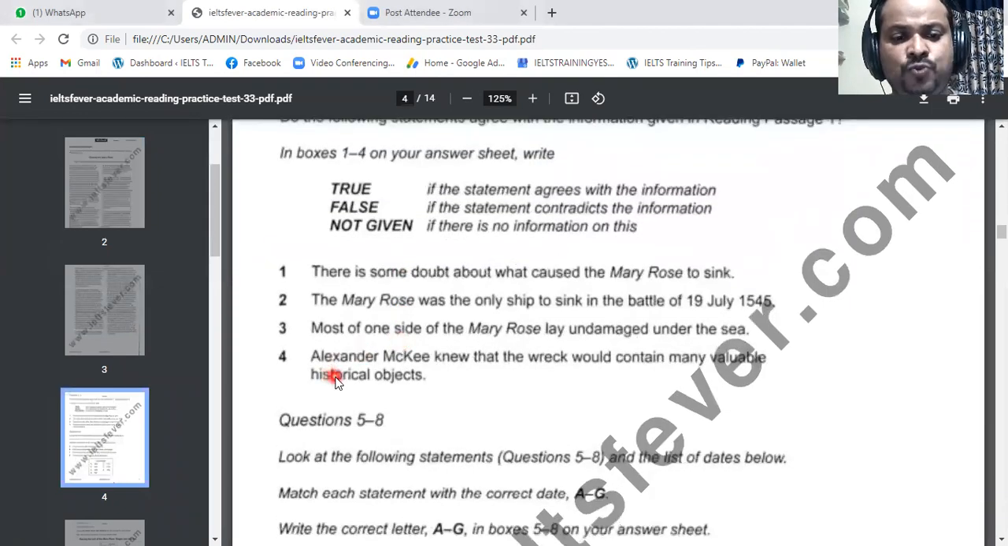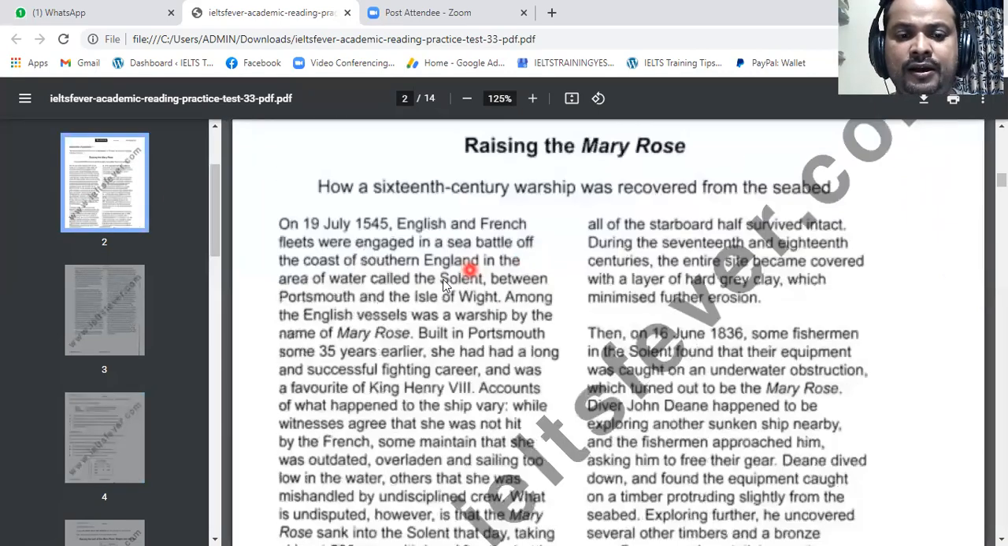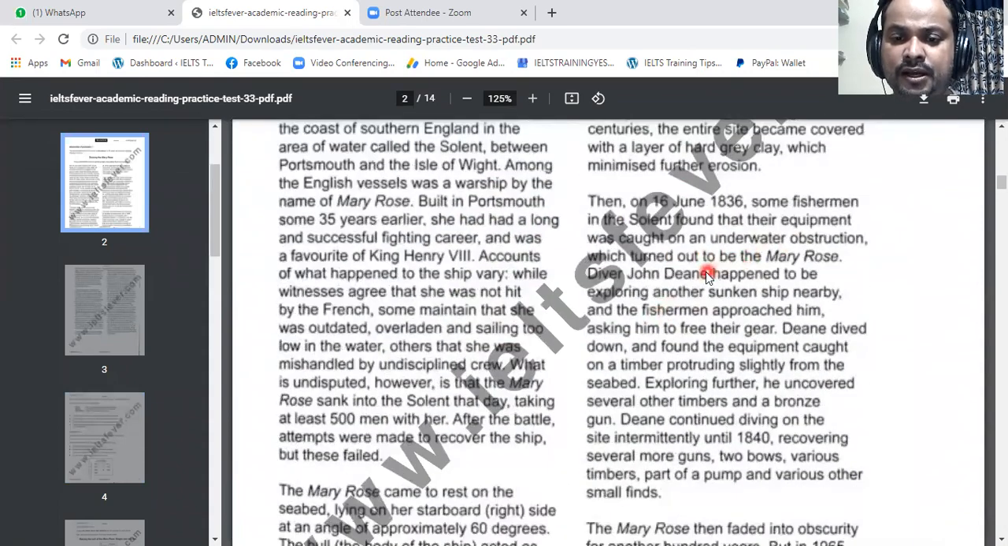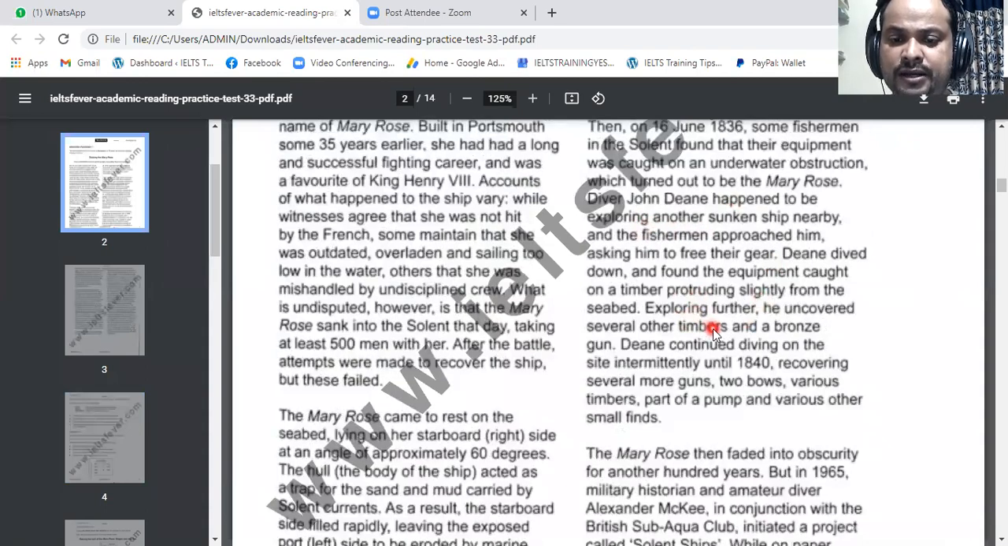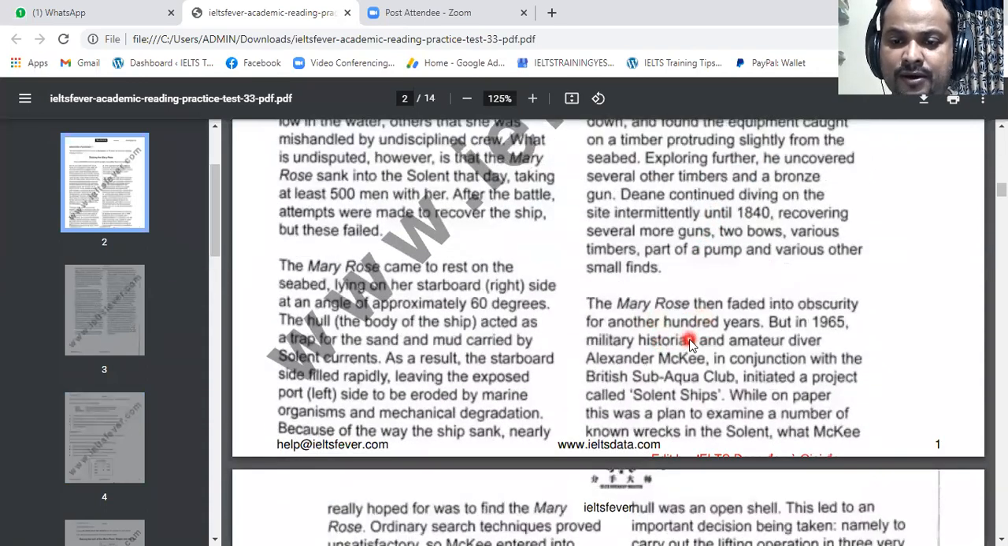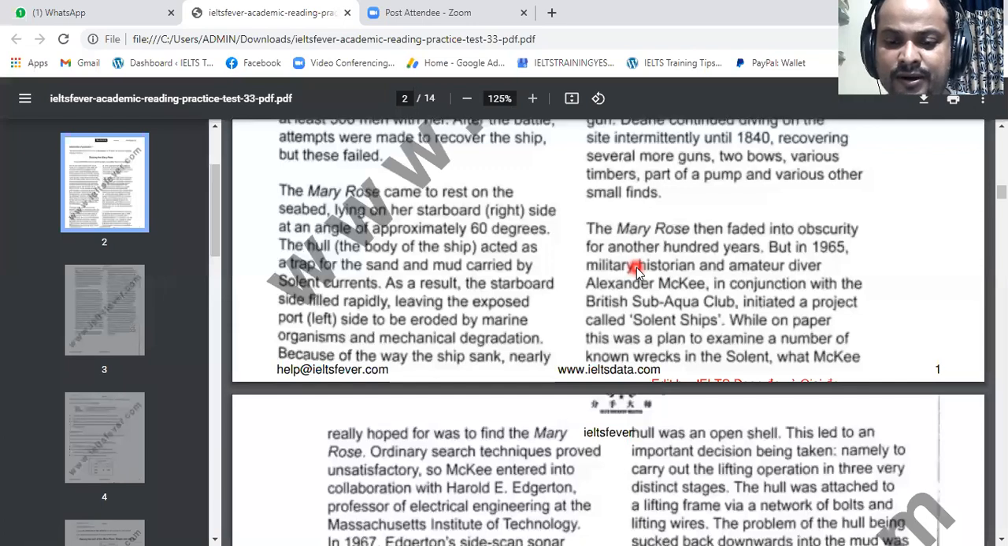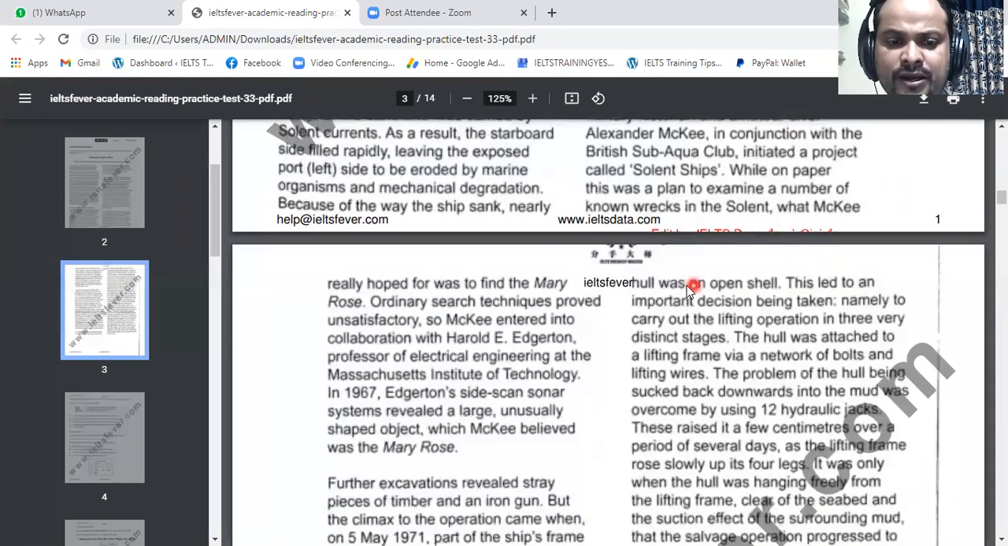Now, the last one. Alexander McKee knew that the wreck would contain many valuable historical objects. So we have to look at this person's name here. I have seen the first paragraph, second paragraph, not seen. Alexander McKee, not seen. Alexander, yes, I got him. Okay, got him, here. Yes, I got it here. So what is that? McKee.